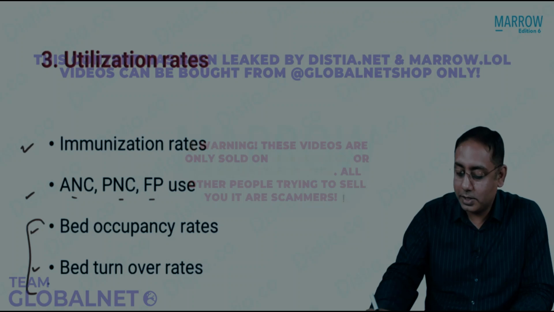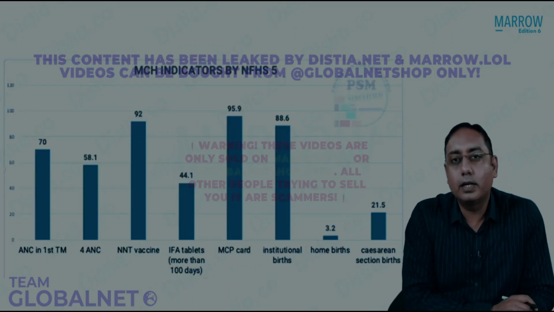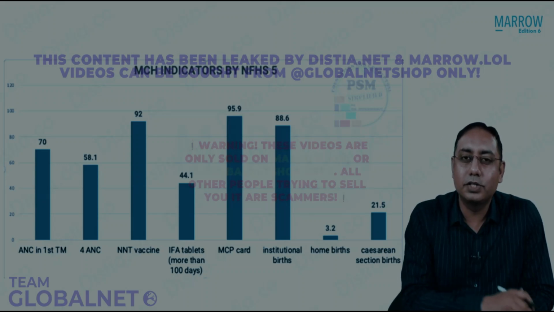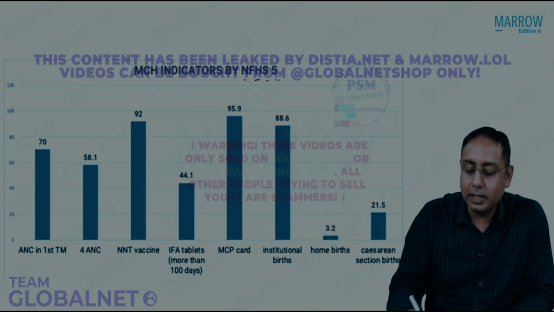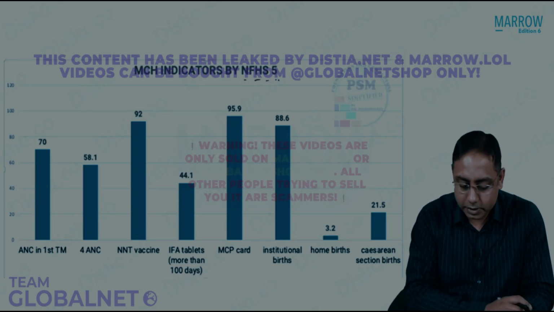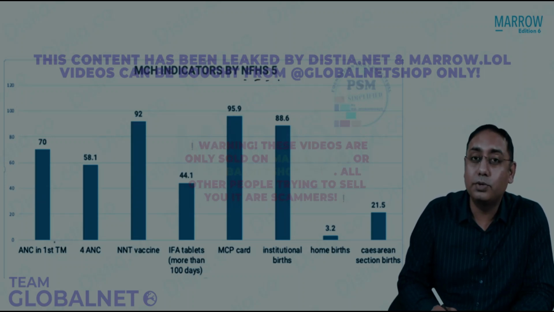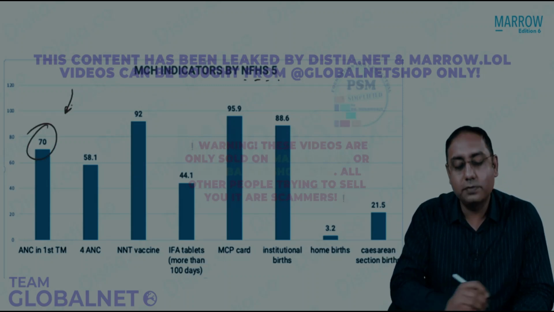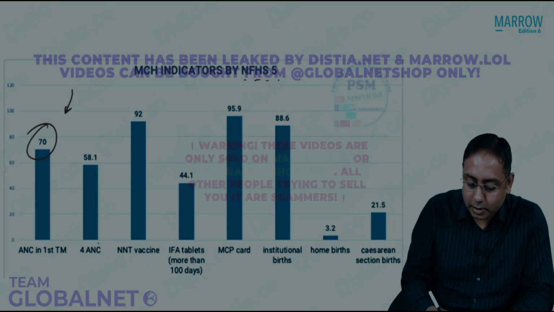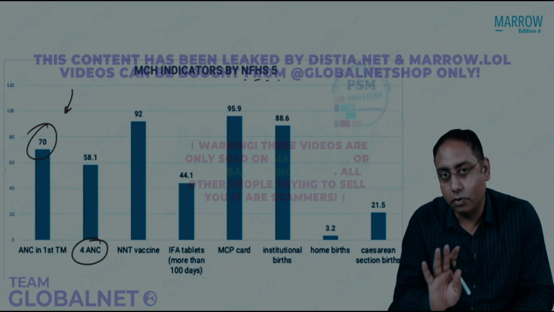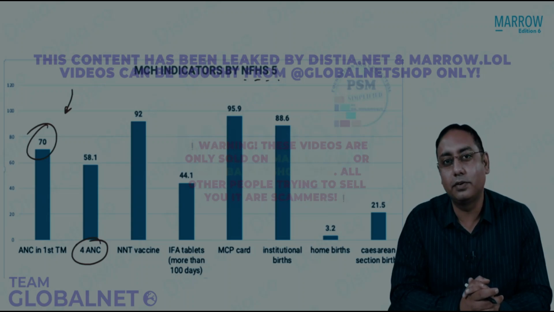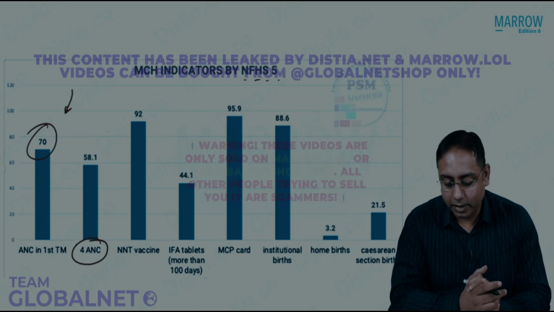So what are these utilization rates? If you look at the MCH indicators, I've made bar charts out of this NFHS 5 data. If you look on the screen over here, National Family Health Survey, the mother and child health indicators, you can see that the number of females who got ANC during their first trimester is a good amount, 70%. But can you see that 4 ANCs in total, the minimum ANC requirement, was done by only 58% of the total pregnancies that we have.